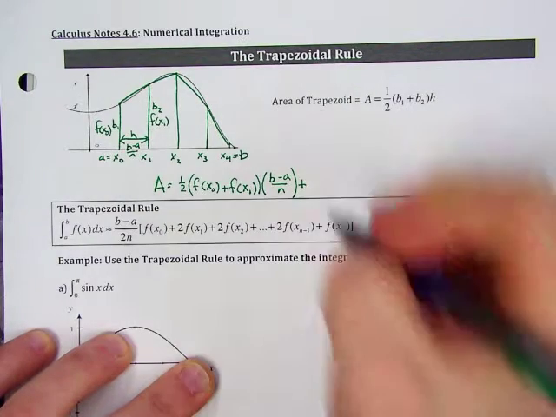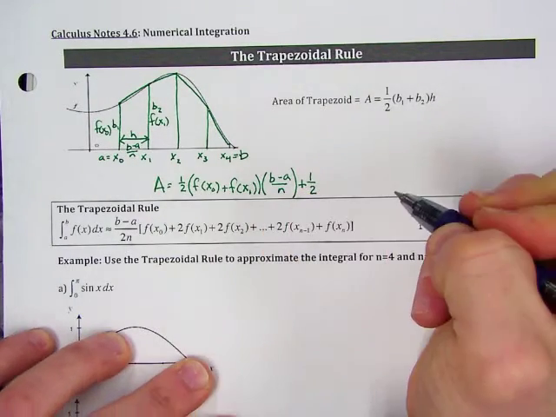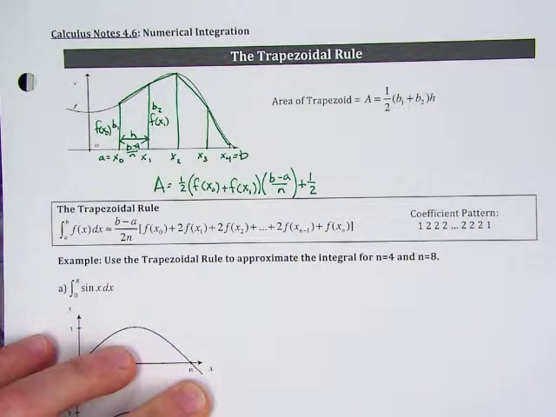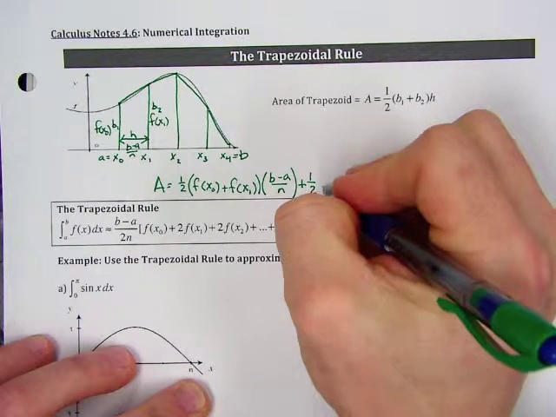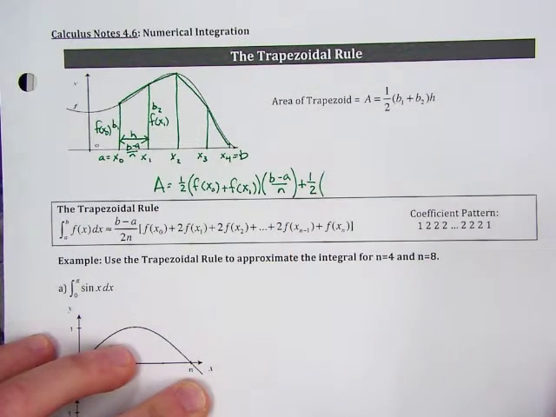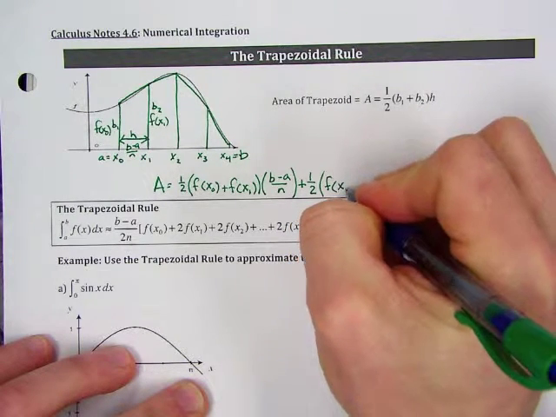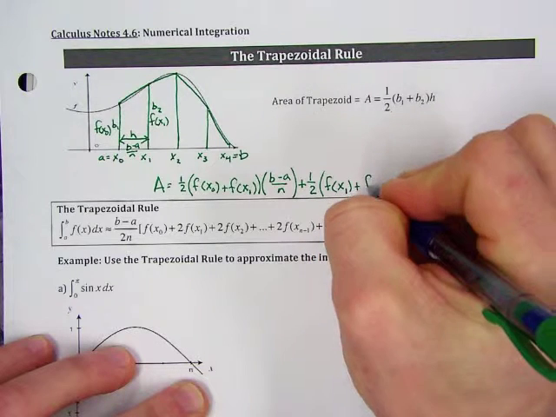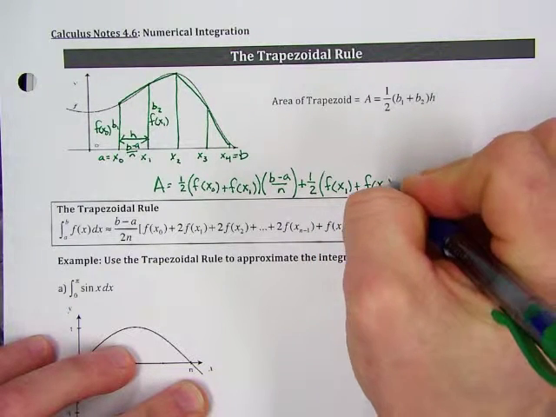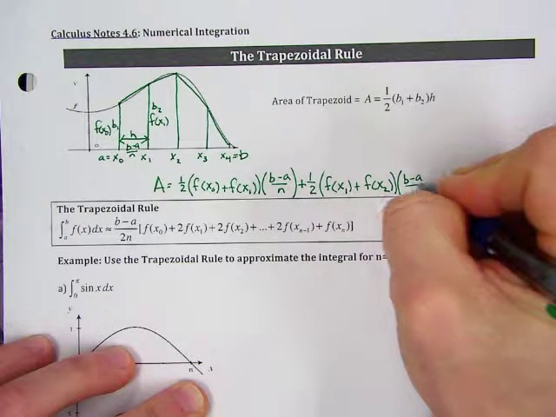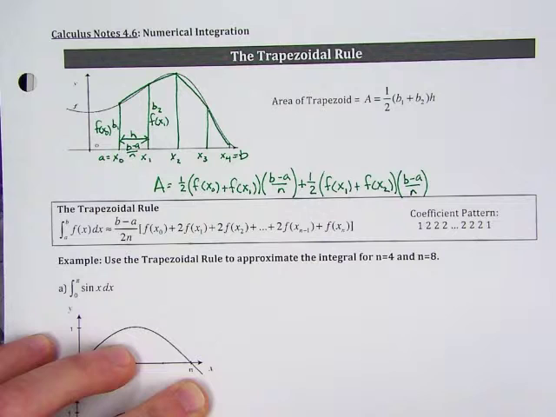And then we're just going to add it to the second trapezoid. What's n? N is the number of intervals we use, so it'd be 4 in this case. And then our second trapezoid would be 1/2 times (f of x sub 1 plus f of x sub 2) times (b minus a) over n. And notice that doesn't change, because we're going to take trapezoids of equal height.